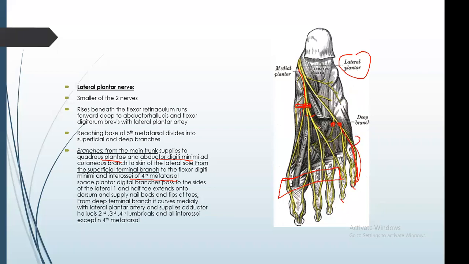From the deep terminal branch, it curves medially with the lateral plantar artery and supplies adductor hallucis, the second, third, and fourth lumbricals, and all the interossei except the fourth metatarsal space, which is supplied by the superficial terminal branch.